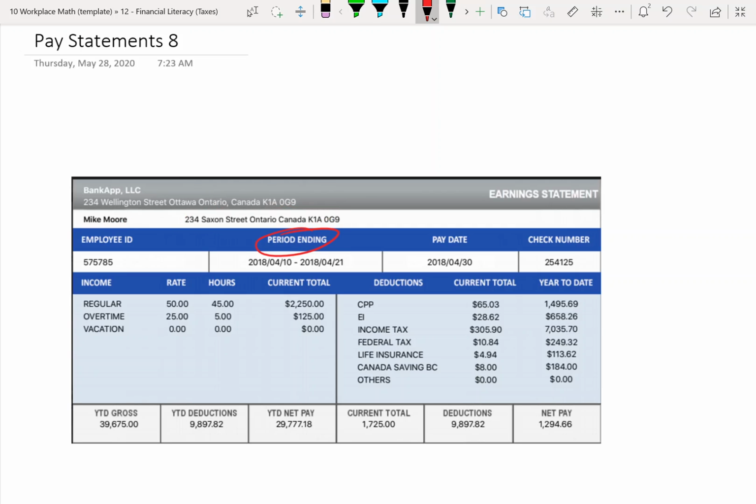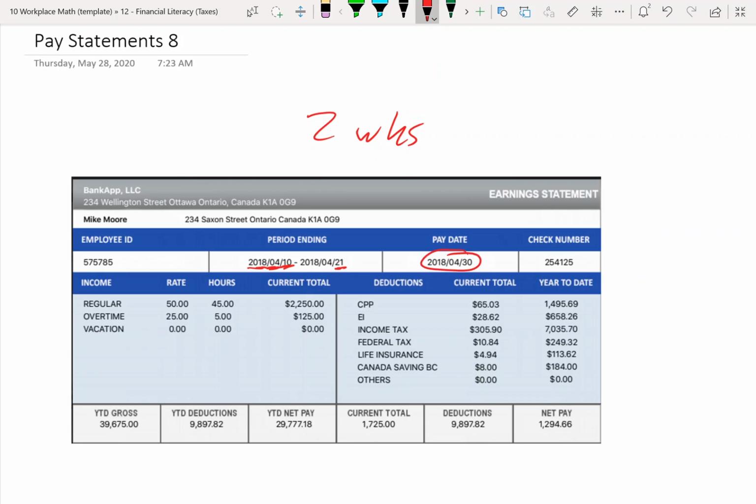Here, it says something like period ending or pay period. These are the days that they're looking at for when you're getting paid. Most companies do 2 weeks. That's called bi-weekly pay. Some companies do a monthly pay. It depends on who you're working for. So here it's saying he's working the 2018, 4th month, 10th day to the 21st. Usually that's going to be like a 2-week period.